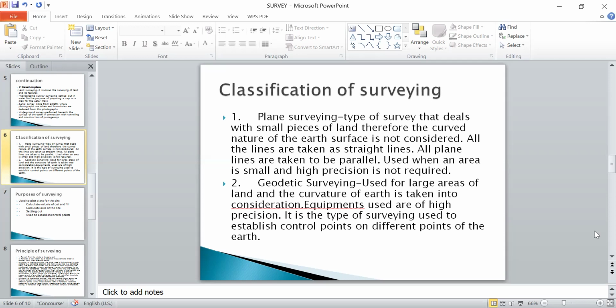We go to number 2, geodetic surveying. Geodetic surveying is used for large areas, and so the curved nature of the earth will be taken into consideration. And since you are using a large piece of land, we are going to require instruments of high precision.